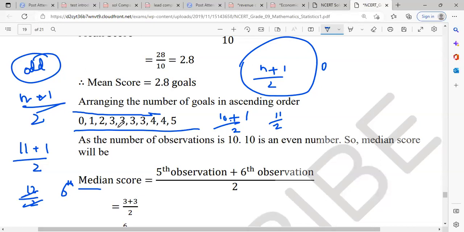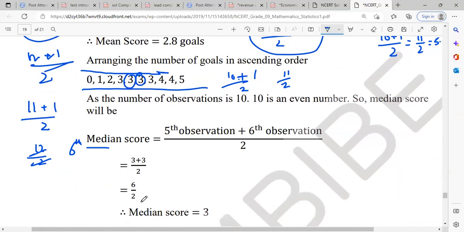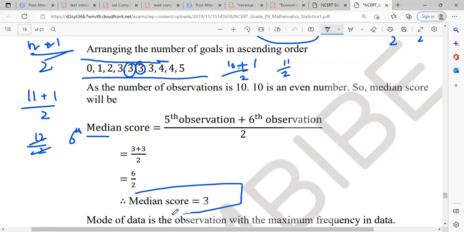But in case it is even, as here, because it is 10: same, 10 plus 1 divided by 2. You got 11 divided by 2. When you solve it, you get 5.5. So 5.5 is in between the fifth and sixth ones. That's why you write: fifth observation plus sixth observation divided by 2. The fifth one is 3, the sixth one is 3. So 3 plus 3 divided by 2, so 6 divided by 2. So the median score is 3.